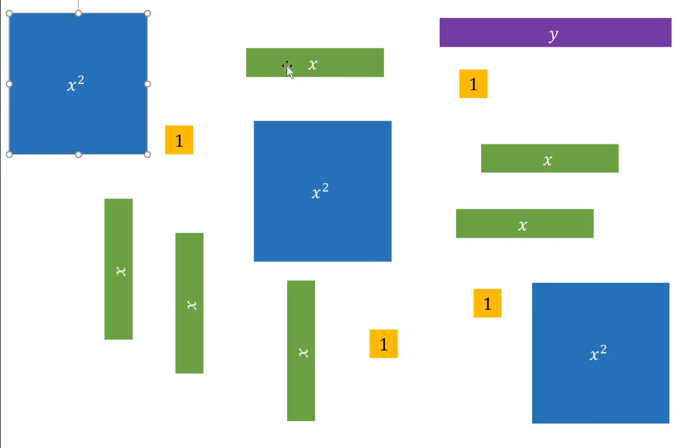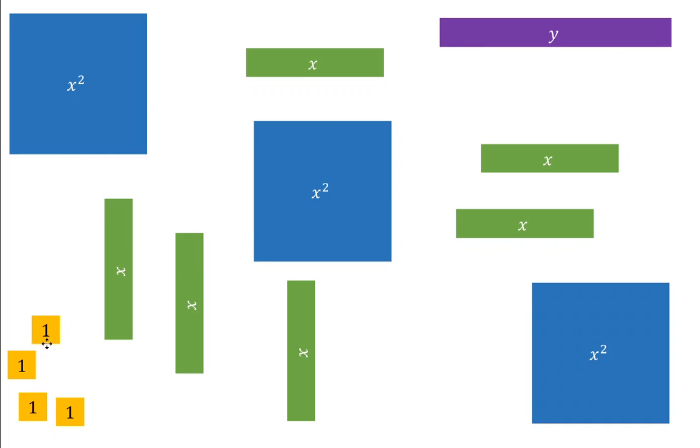We've got various variables like x squared, x, y, and some constants as well, these little ones here. So these are algebra tiles. You've probably used them before. I'm just going to collect like terms, the ones that are the same as each other. So I'm going to grab all those ones and put them over here. Okay, so let's get those together.